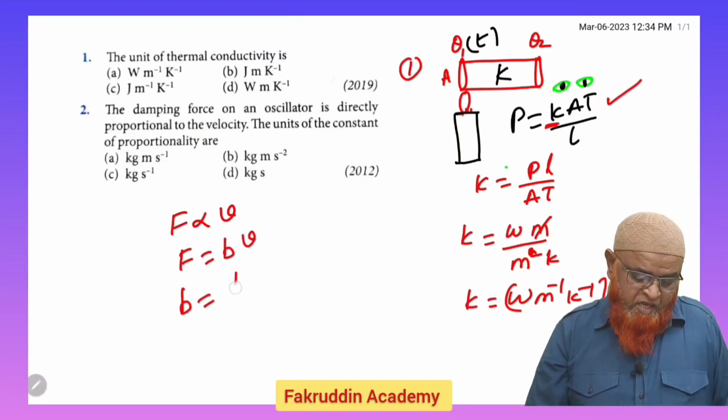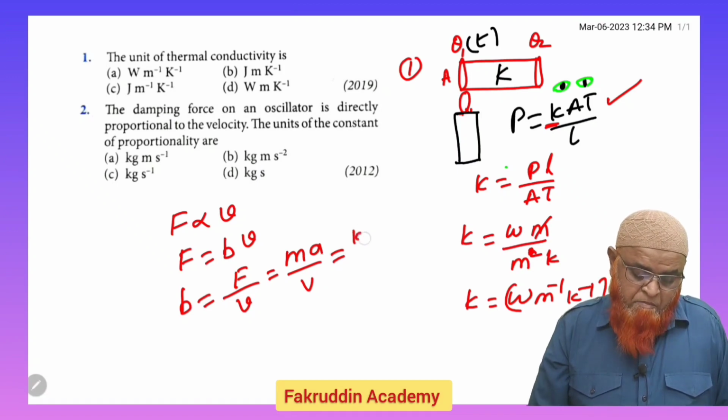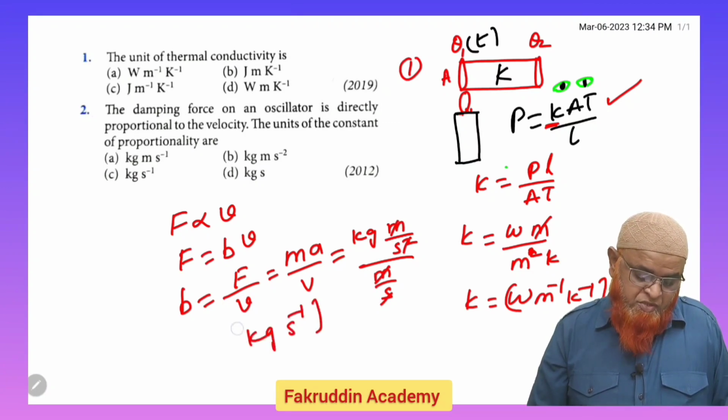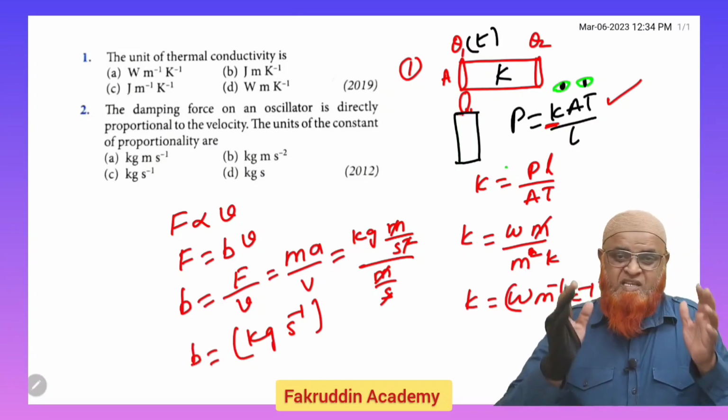So B is equal to F by V. Here this is nothing but mass into acceleration by velocity. So acceleration means what? Let us see here now. Mass means kg. Acceleration is going to be meter per second square, whole divided by meter per second. So second, meter gets cancelled. Therefore kg second inverse is going to be your answer for damping constant, which is taken as B.